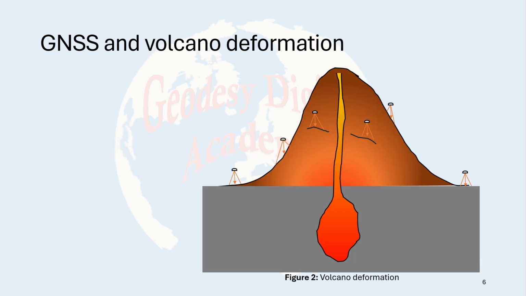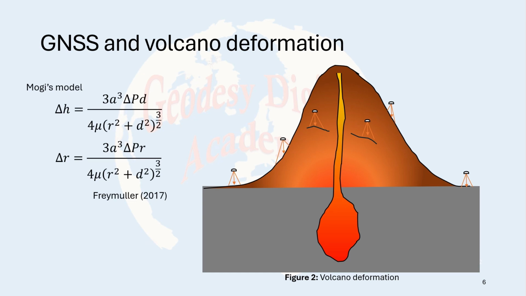GNSS and volcano deformation. Consider that we have magma inside the Earth, and movements of magma cause the mountains to expand, and after the extraction of magma, they contract again. This expansion and contraction can be very well measured by GNSS receivers which are mounted at the surface of the volcano.